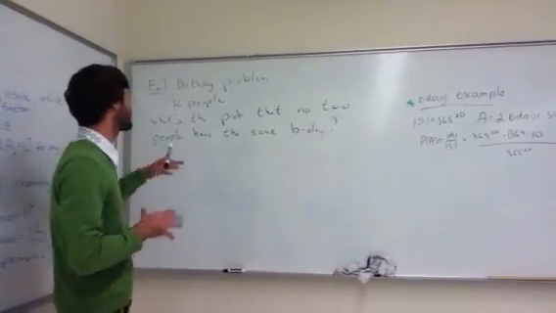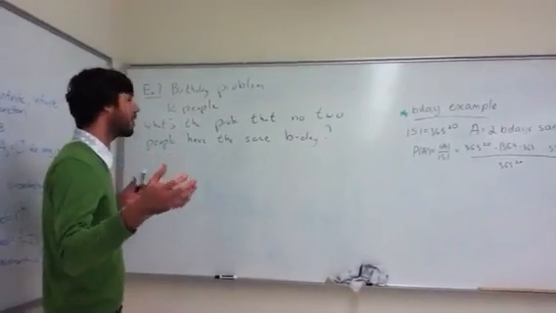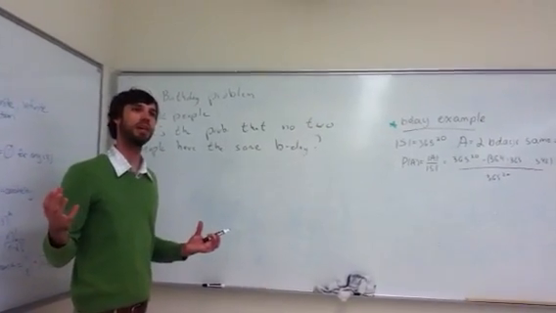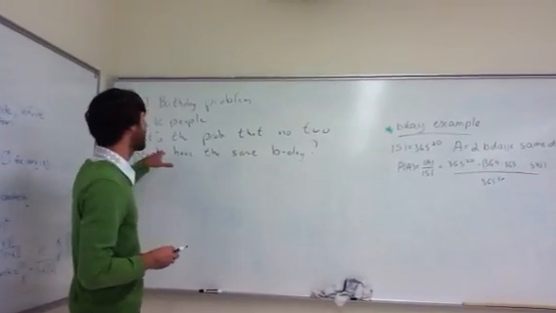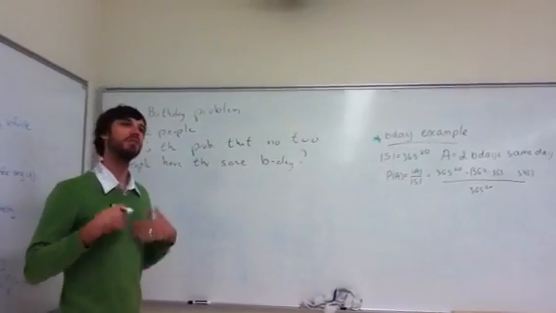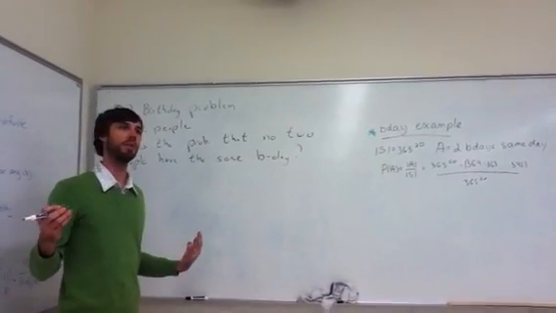So in the birthday problem, suppose you have a room of k people. Ultimately, we would really like to know what's the probability that at least 2 people have the same birthday, right? But the easiest way to calculate that is to instead calculate the probability that no 2 people have the same birthday, and then use law of complements to get the other probability we're interested in.